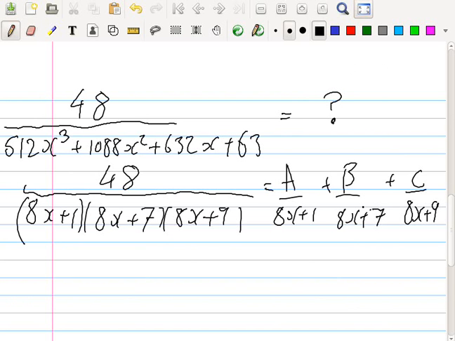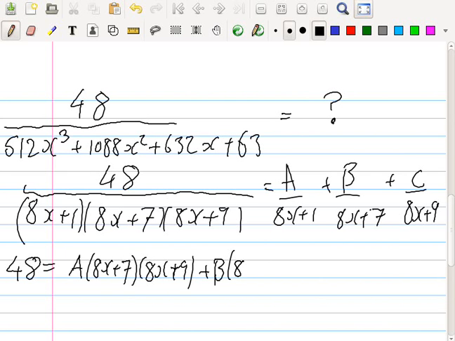Okay, you know the deal now. We use our trick like before. We multiply everything by this denominator. So now we get 48 equals A times (8x plus 7) times (8x plus 9) plus B times (8x plus 1) times (8x plus 9) plus C, and then if I can squeeze that in, times (8x plus 1)(8x plus 7).